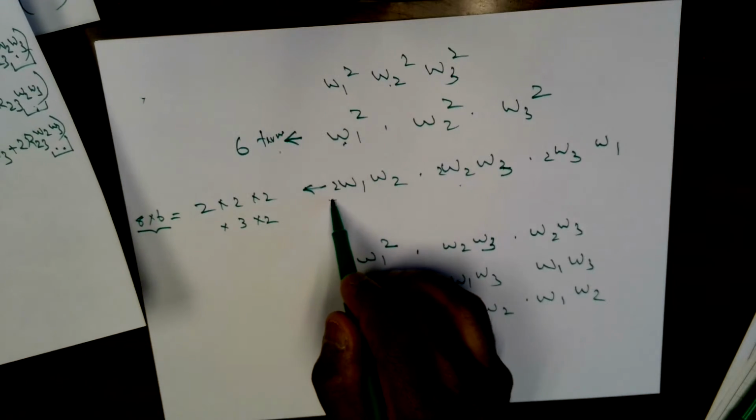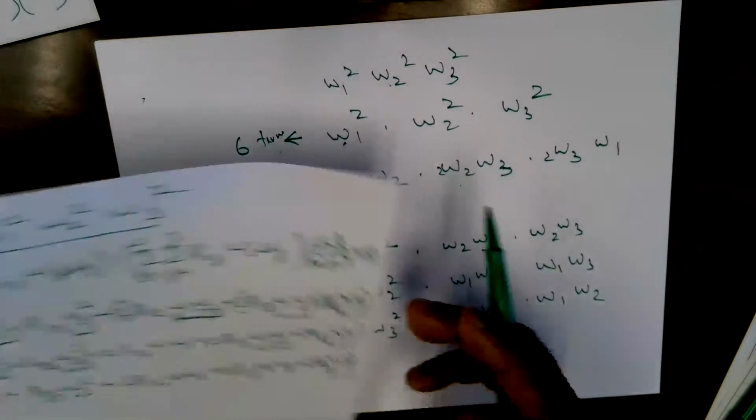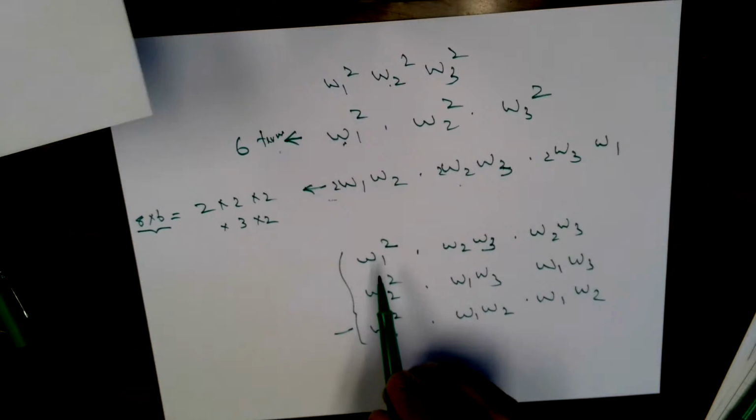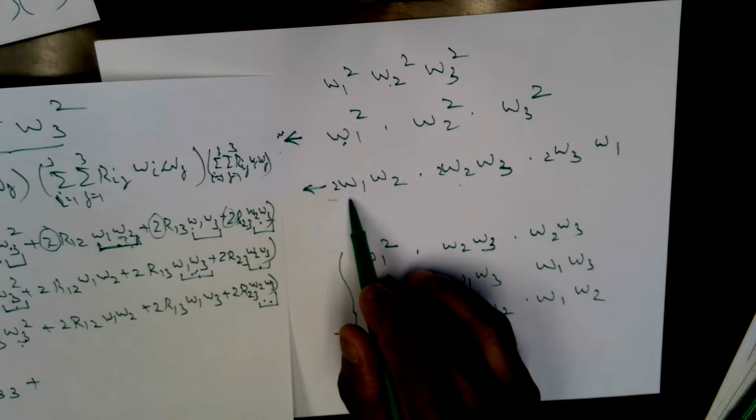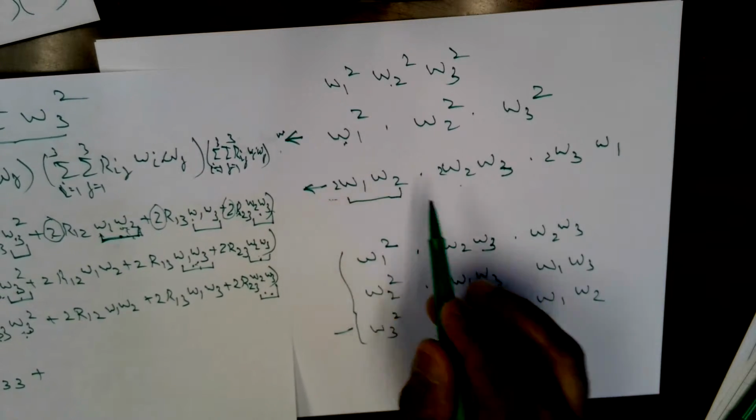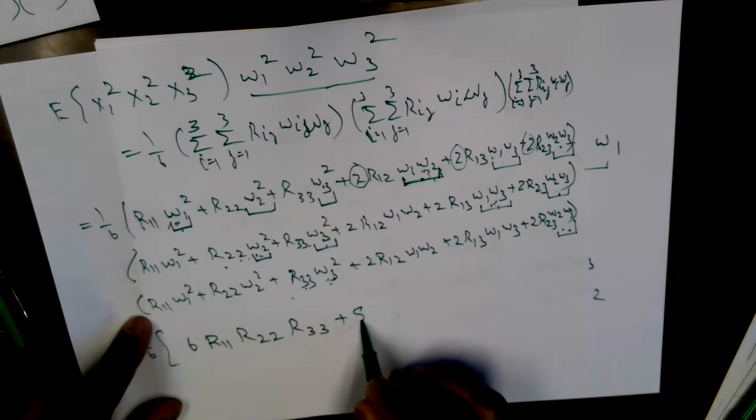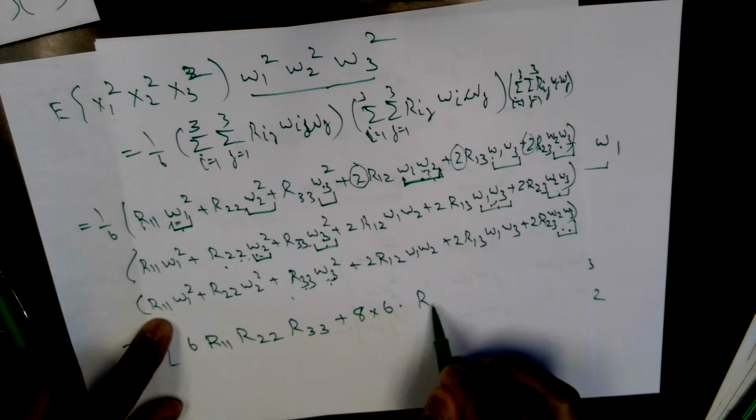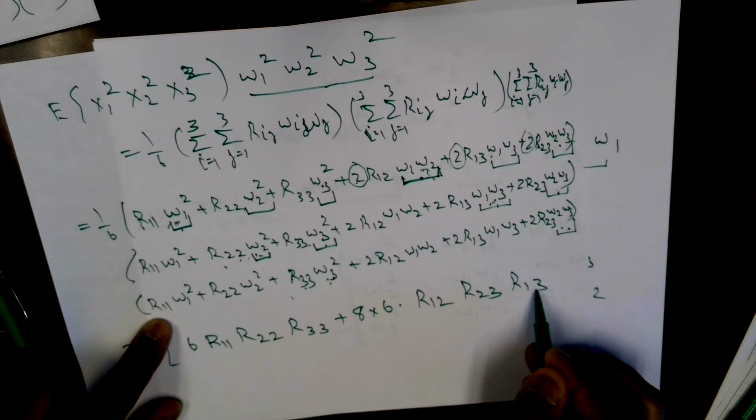So maybe we need to rewrite each of these terms separately. Anyway, let me finish this also. Then the next one is, so these terms are R12, R23, R31. So there are 8 multiplied by 6 terms, R12, R23, R13.